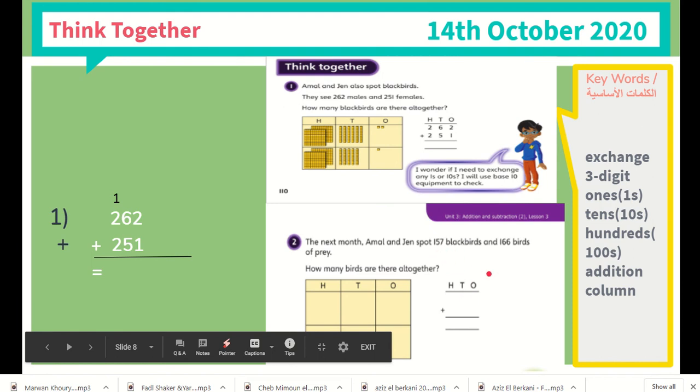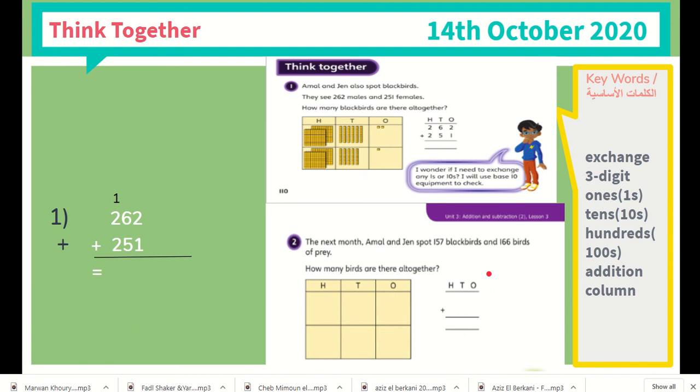Just pay attention and look out for exchange. If you get a total of 10 or more, you need to apply exchange. If not, then that's fine. Just record your answers. Okay?